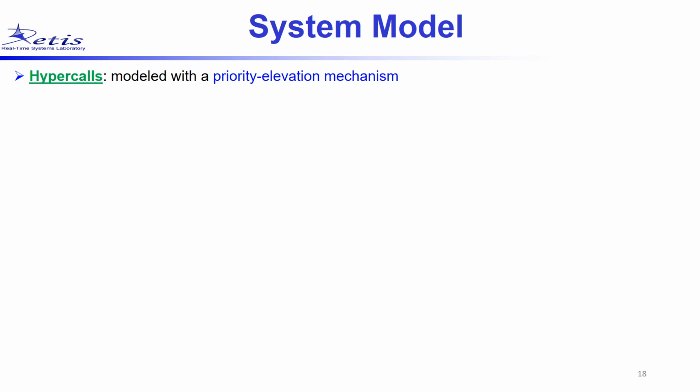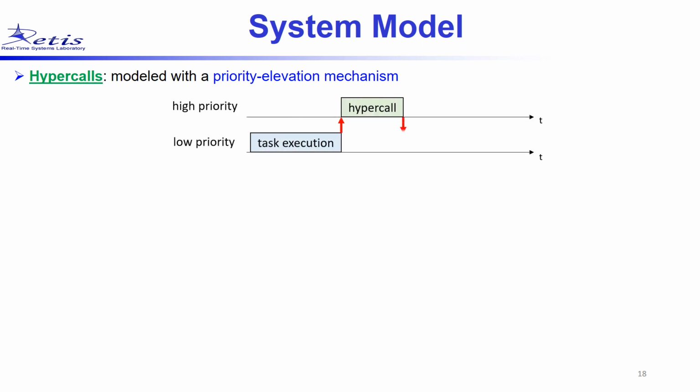We also modeled hypercalls, which have been modeled with a priority elevation mechanism. So a task starts executing with its priority, then the priority is elevated to a higher priority when executing the hypercall, and upon termination of the hypercall, the original priority is restored to allow the task to continue the execution.